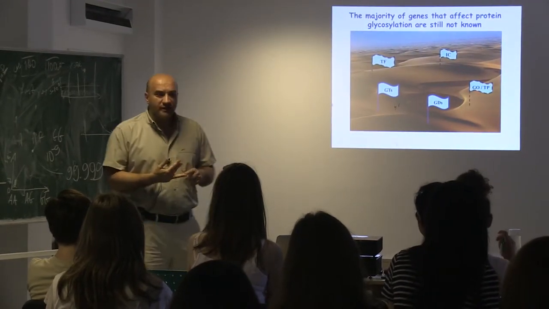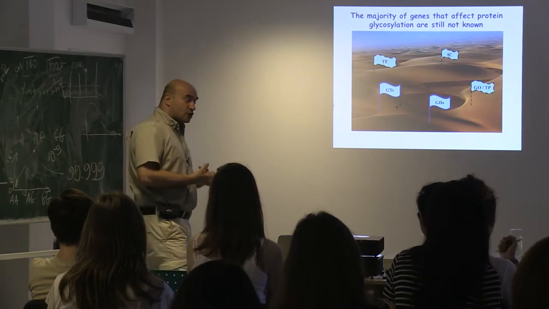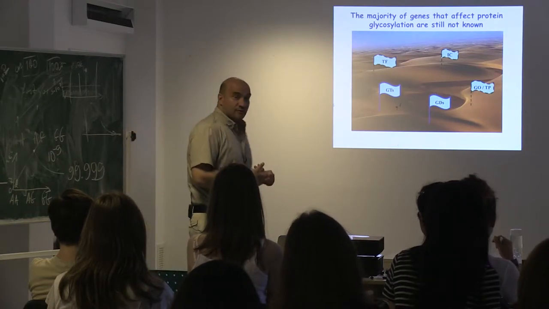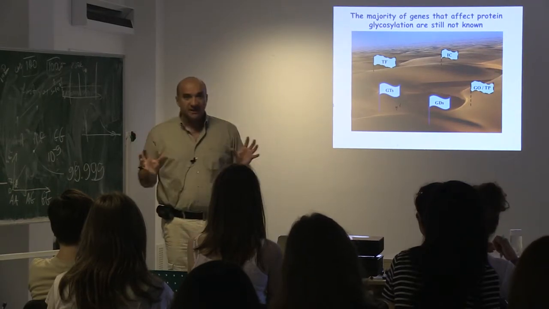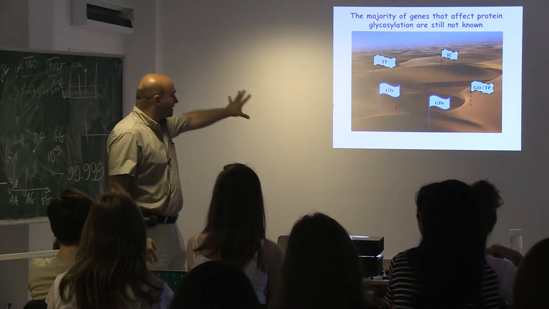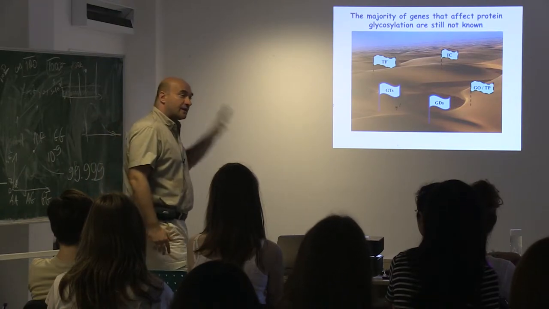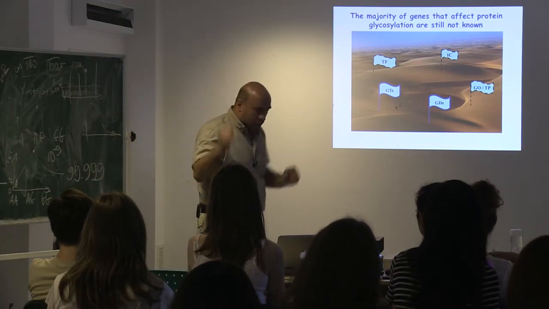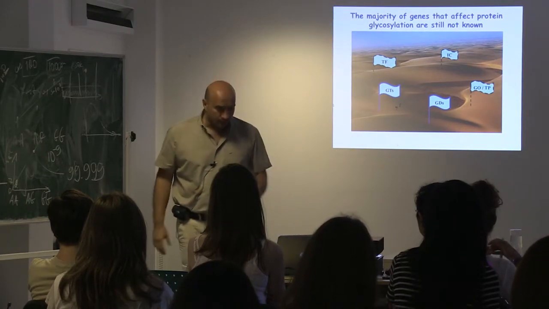We actually know very little about the functional importance of Golgi organization. Actually, when you think about it, we know very little about Golgi in general. So all this complex network is some kind of uncharted desert. This is why we have this desert on the screen. So we are working on an uncharted desert. We have few points which we know, but there are many more which we do not know.